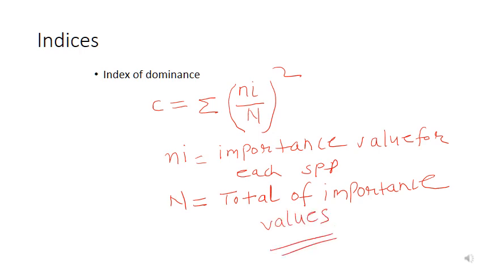That's it. So we have discussed many indexes to estimate species richness and species diversity. Tomorrow I'll discuss more properties of species diversity.